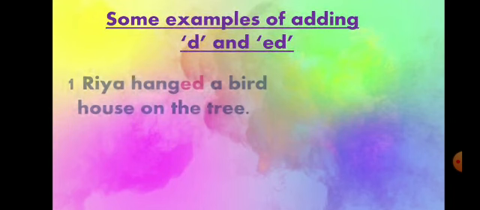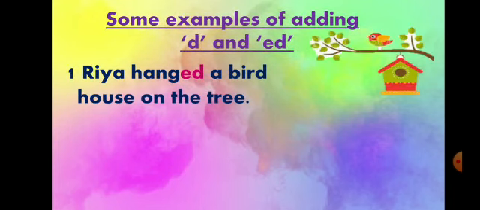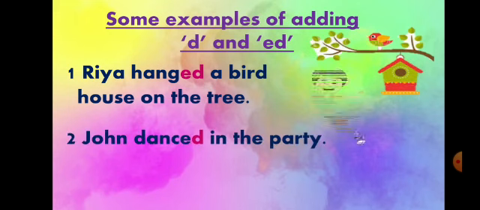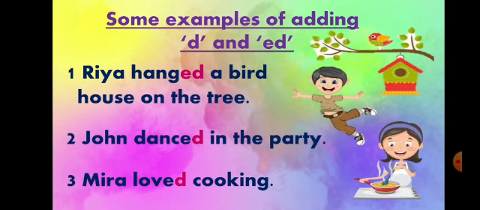Some examples of adding d and ed are, Ria hanged a birdhouse on the tree. John danced in the party. Mira loved cooking. You can see in the verbs like hanged, danced and loved that we have added ed to the main verb to convert them into past tense. As dance and love are the verbs that end with e, we only add d to them.